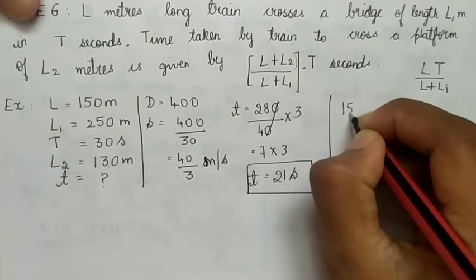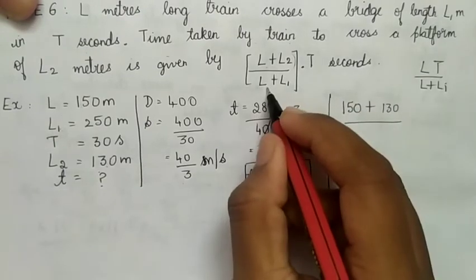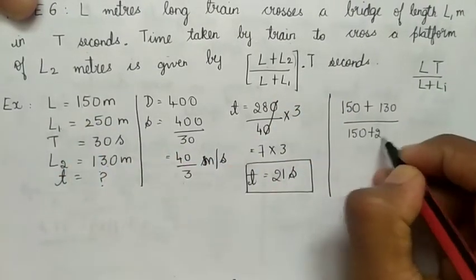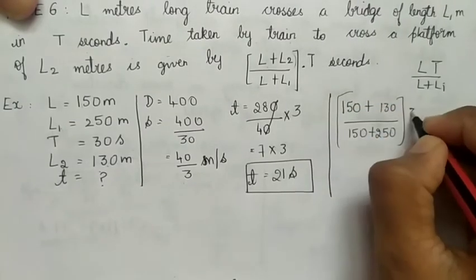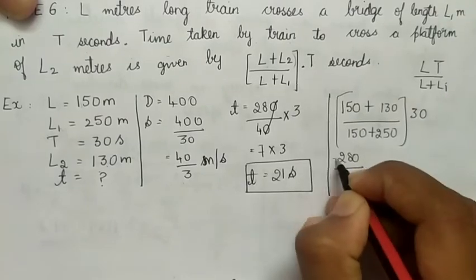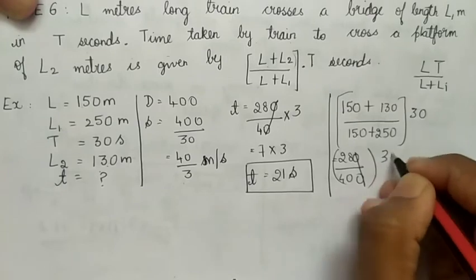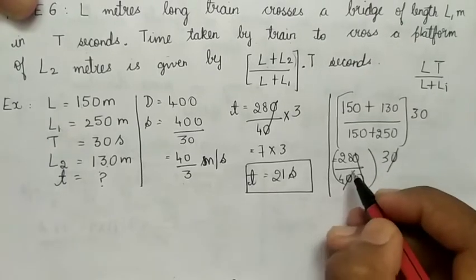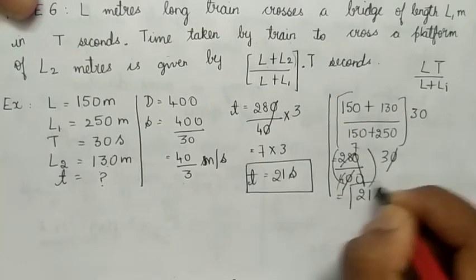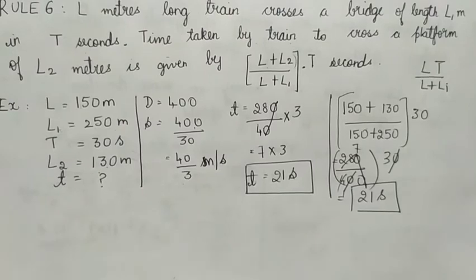So L is 150, L2 is 130, divided by L is 150 plus L1 is 250, into time taken, 30 seconds. 150 plus 130, 280 by 400 into 30. Again it gives me 7 3s are 21 seconds. You see, whichever is the easier way, you can adopt it.